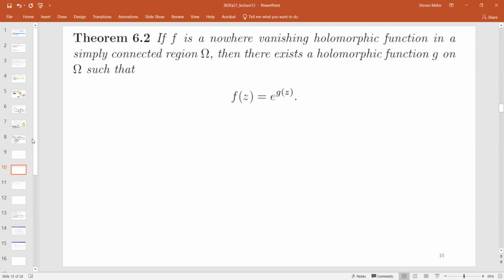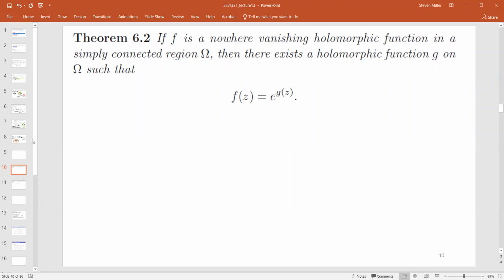And so it's a classification theorem. The classification theorem we have here is building on our success earlier where we looked at the classification of meromorphic functions. And now we say we have a holomorphic function which is nowhere zero in a simply connected region omega, then we can write it as f of z is e to the g of z, where g is some nice holomorphic function.